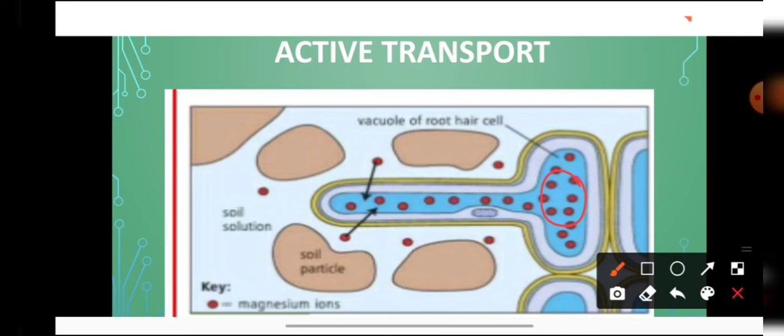So when the movement of molecules takes place against the concentration gradient, then it is known as active transport. And active transport is an energy consuming process because ATP is used for the absorption of materials against the concentration gradient.